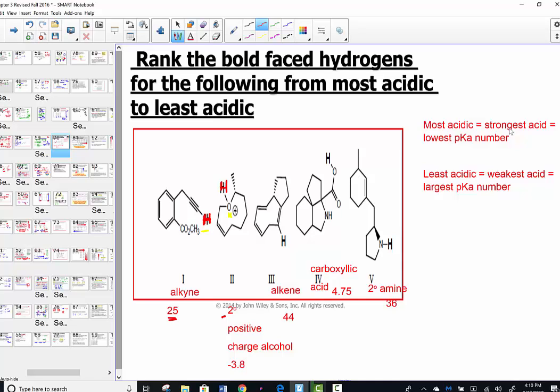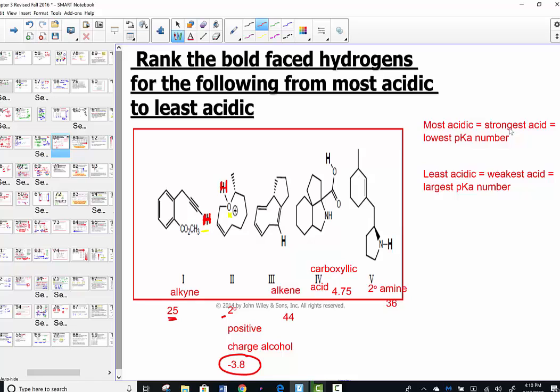CH3 taken twice, OH positive. Even though there are other things attached, that's the negative 3.8 on your pKa chart. Please take a moment and find that so that you know how to work the pKa chart. You're finding a secondary positively charged alcohol.